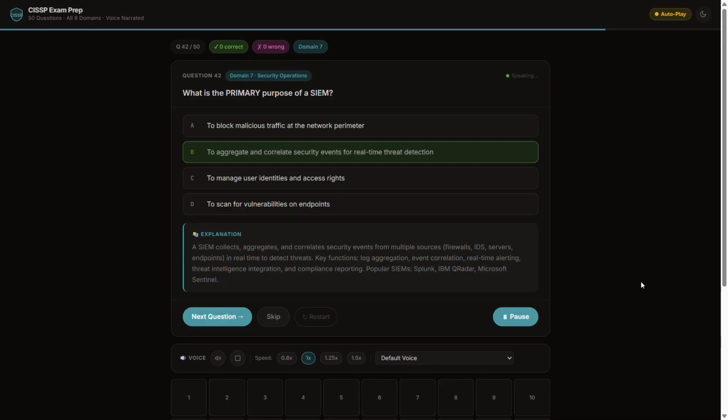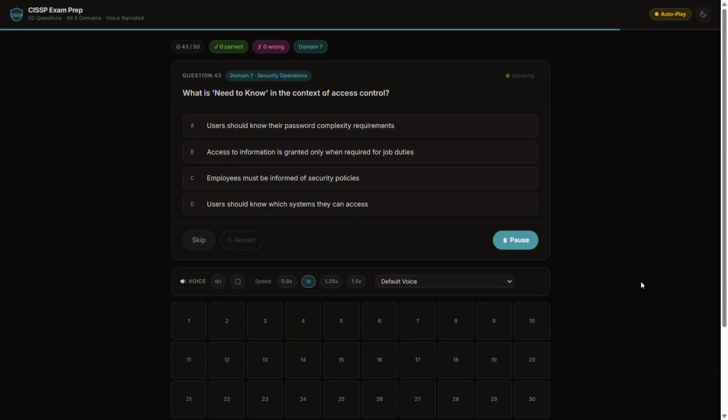Correct answer: B. A SIEM collects, aggregates, and correlates security events from multiple sources (firewalls, IDS, servers, endpoints) in real time to detect threats. Key functions: log aggregation, event correlation, real-time alerting, threat intelligence integration, and compliance reporting. Popular SIEMs: Splunk, IBM QRadar, Microsoft Sentinel.